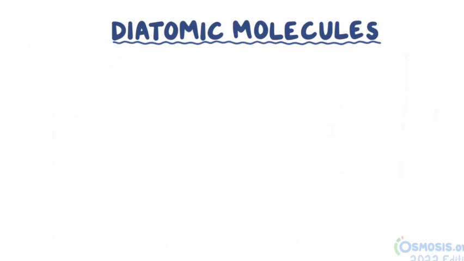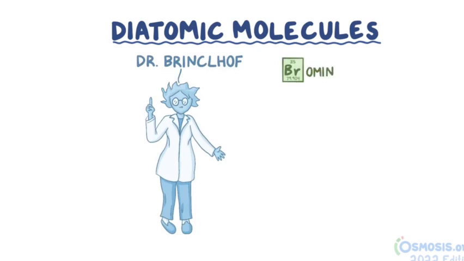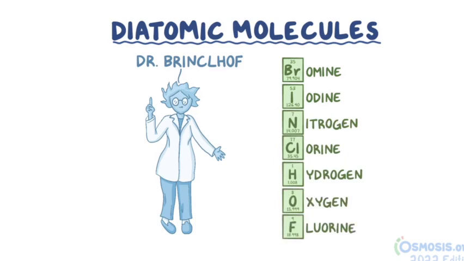There's an easy way to remember a list of the elements that form diatomic molecules. Imagine a mad scientist whose name is Dr. Brinkelhoff, whose name spells out each of the diatomic molecules. Br is bromine, I is iodine, N is nitrogen, Cl is chlorine, H is hydrogen, O is oxygen, and F is fluorine.